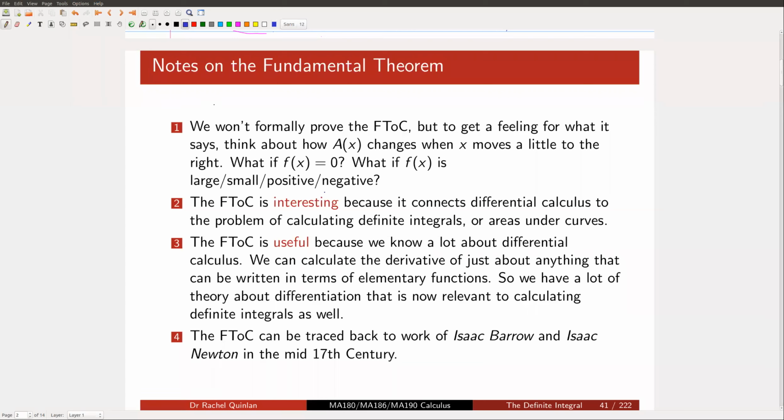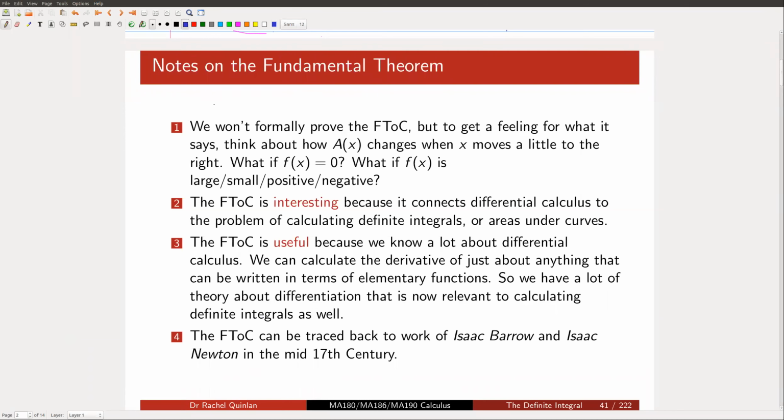Okay, so I would claim that the fundamental theorem is interesting because it connects differential calculus to the problem of calculating areas under curves. And in the same regard, it's useful because we know a lot about differential calculus. We've got a lot of theory there. We know how to calculate derivatives. We've got a collection of rules for doing that: the chain rule, the product rule, etc. And so, given this connection, all that knowledge should be useful in calculating integrals as well.